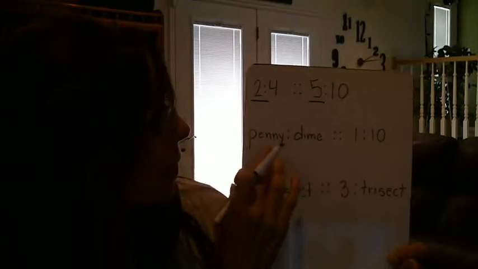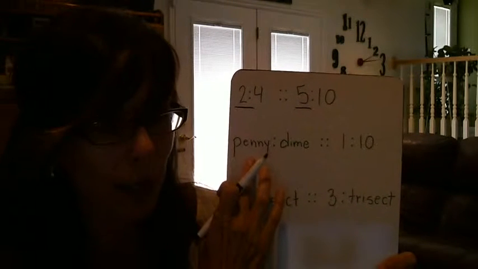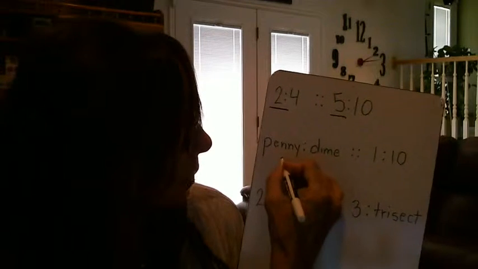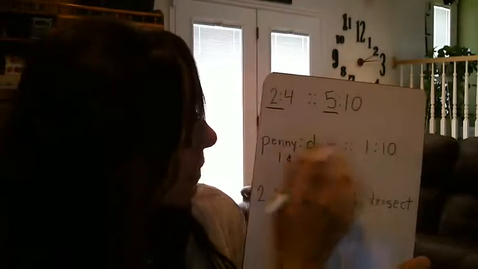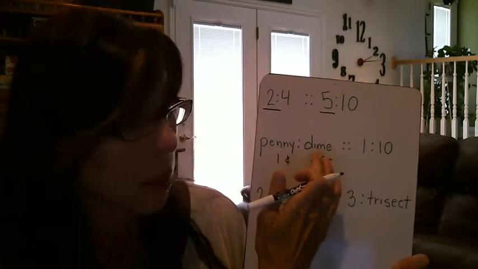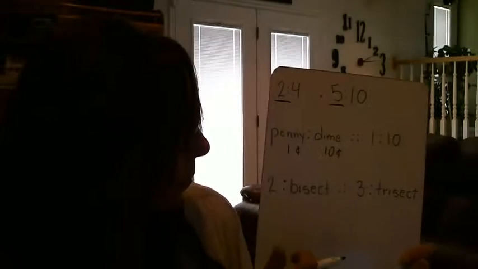Let's read the next one. Penny is to dime as 1 is to 10. We all know that a penny is how much? 1 cent. A dime is 10 cents. And so that's how this is relating to the 1 to 10 over here. A penny is to dime, because a penny is 1, a dime is 10, as 1 is to 10.